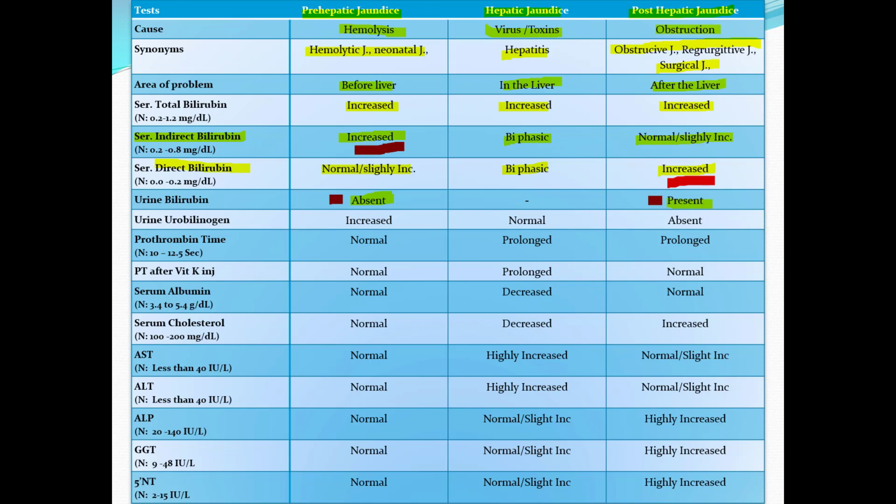Then comes urobilinogen. It will be highly increased in pre-hepatic jaundice because of increased lysis or increased production of bilirubin itself, will be normal in hepatic jaundice, and will be absent in post-hepatic jaundice because the urobilinogen is formed only after the bilirubin reaches the small intestine. Here an obstruction happens so that the bilirubin doesn't get into the small intestine; it is instead regurgitated back into the bloodstream, so that it will be present as bilirubin in the urine.